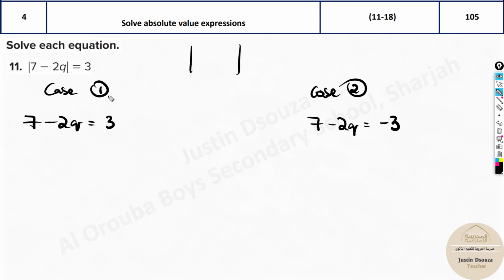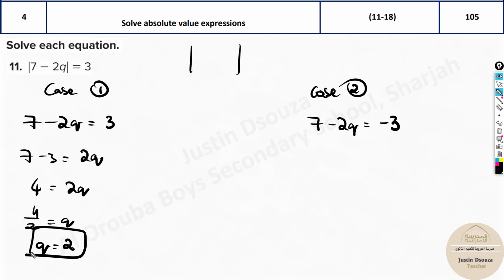Now solve it individually. We can use the calculator to solve for the q value, which is fine, but we will solve it manually. This negative q, take it to the other side. The 3 comes inside. 7 minus 3 equals 2q. We have done this before, so we'll be quick. You can do it by various methods. 7 minus 3 is 4 equals 2q, so 4 by 2 equals q, and the q value we get over here is 2.